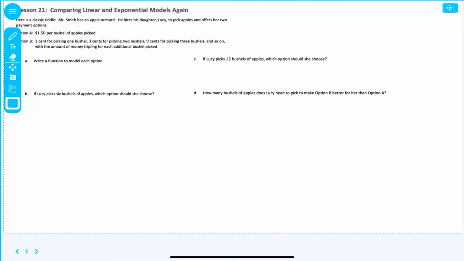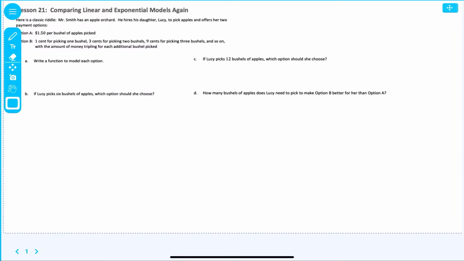This is Algebra 1, Module 3, Lesson 21, comparing linear and exponential models again. Here's a classic riddle. Mr. Smith has an apple orchard. He hires his daughter, Lucy, to pick apples and offers her two options for payment.